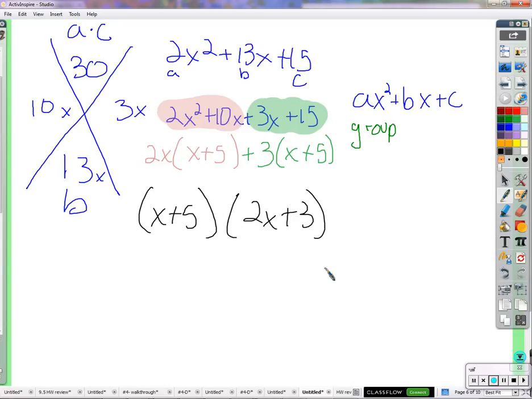So x plus 5, if I were to distribute it, this is exactly what I would get. Okay? So from here to there, what I'm doing is factoring the x plus 5 from this term and this term, and just taking it outside the parentheses.